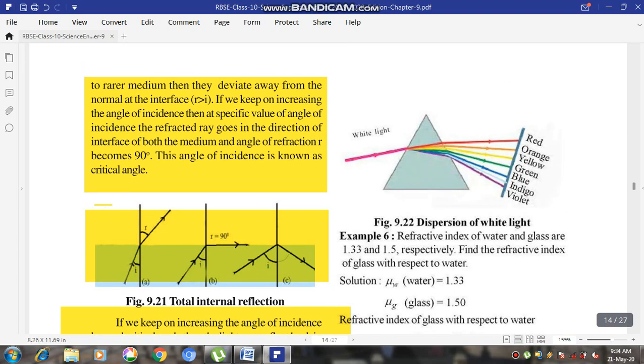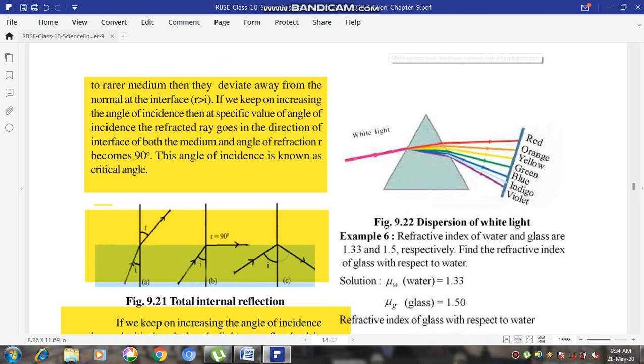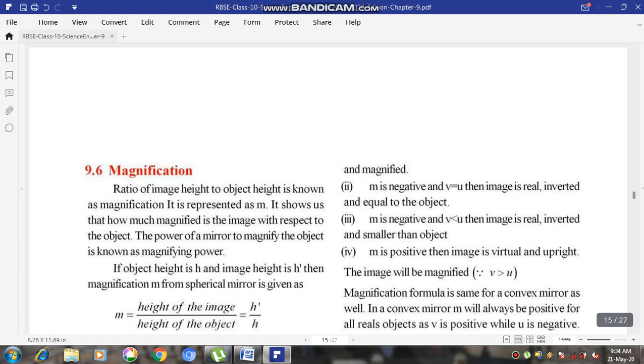This diagram shows the refraction and dispersion of light. It describes the dispersion of light. That is a prism, and there is white light from a white bulb, and when the white light passes through this prism, it deviates and separates into 7 colors. That is VIBGYOR: violet, indigo, blue, green, yellow, orange, and red. So that is called the dispersion of light.